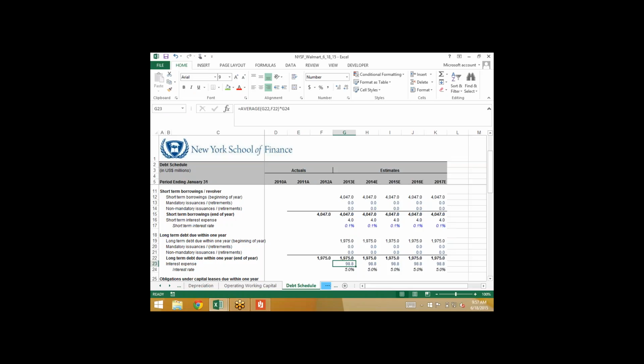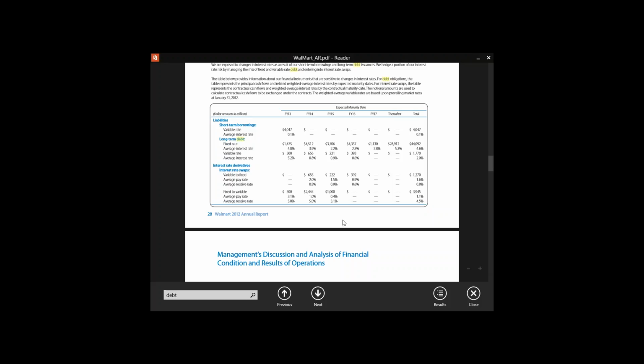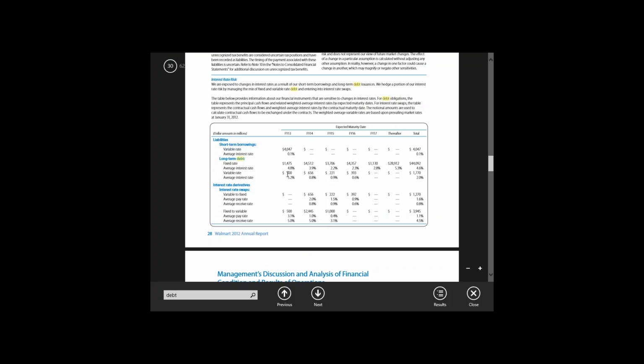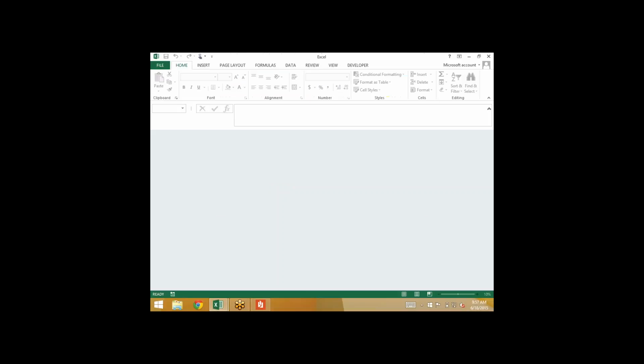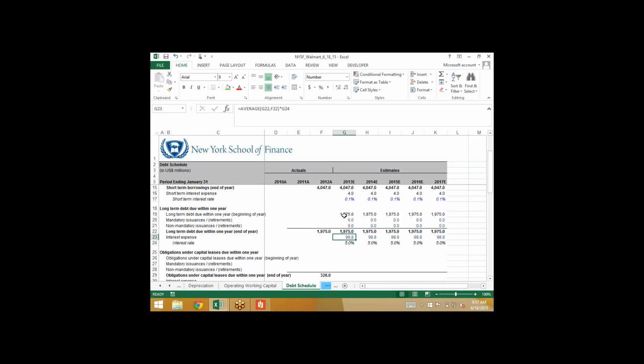Now, long-term debt due within 1 year is a little bit trickier. So here's the long-term debt due within 1 year: 1475. They broke it up into two pieces, 1475 and 500. So 1475 plus 500 equals 1975, which is what we've reported here. If you wanted to be real fancy, you could break this up into two pieces, fixed and variable, to match that.